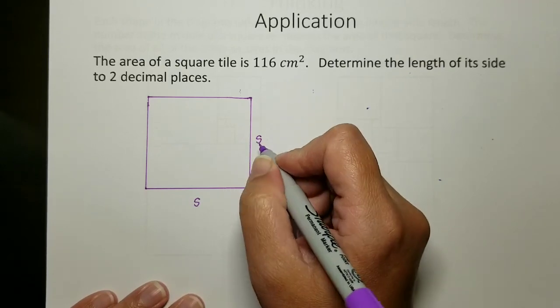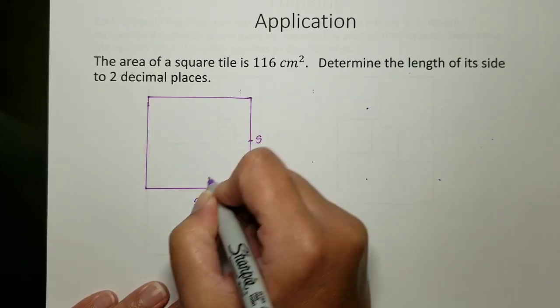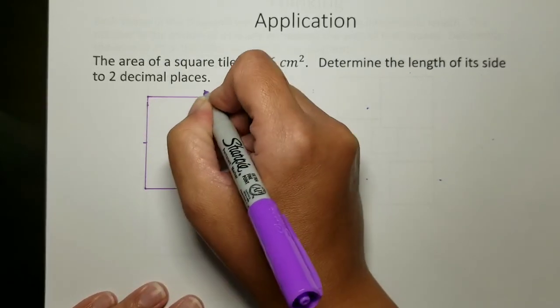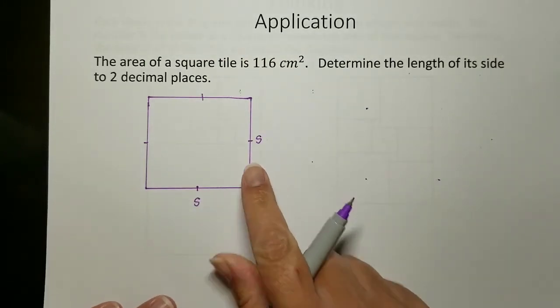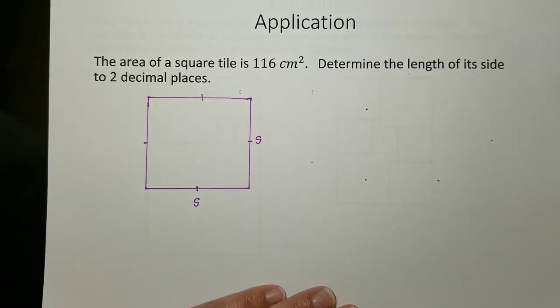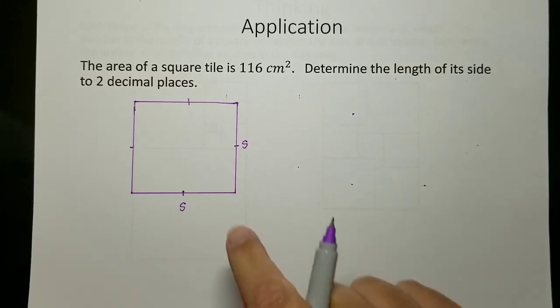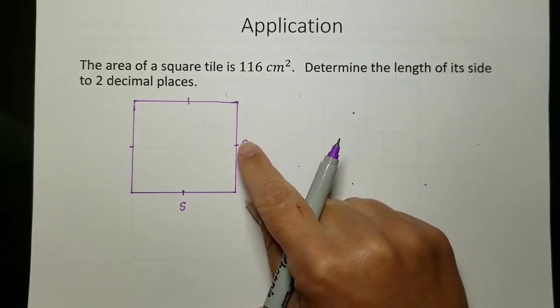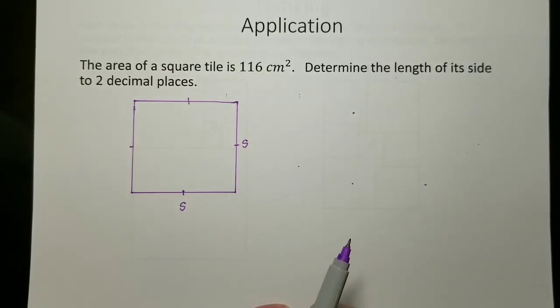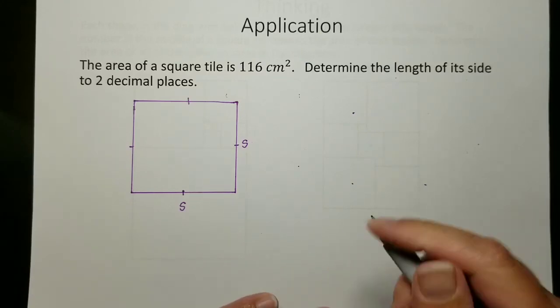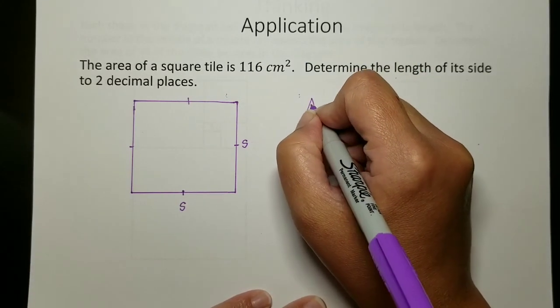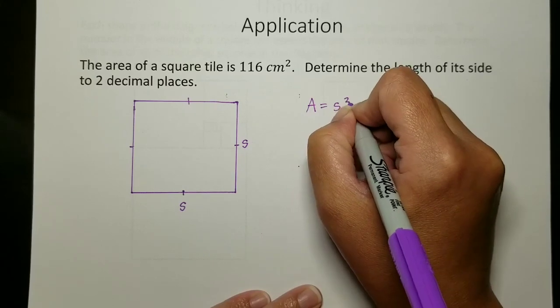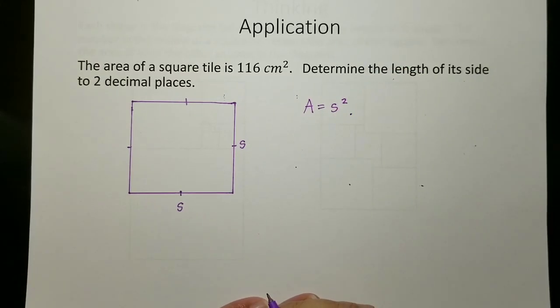I'm also going to note that this is a square. I'm just going to put a little tick mark on each side. I may not have drawn this perfectly square, but this shows that all 4 of these sides are equal. So we can see that it is in fact a square. So we know that area is the side length squared.